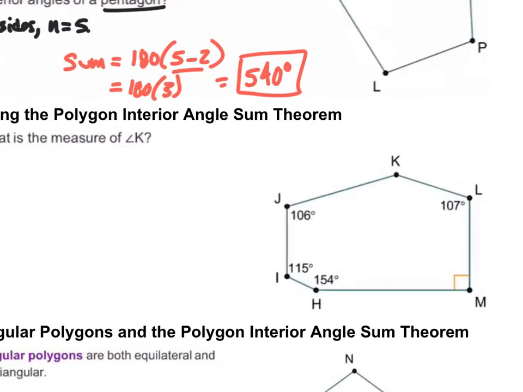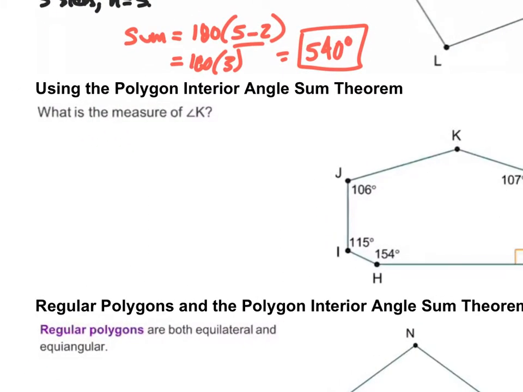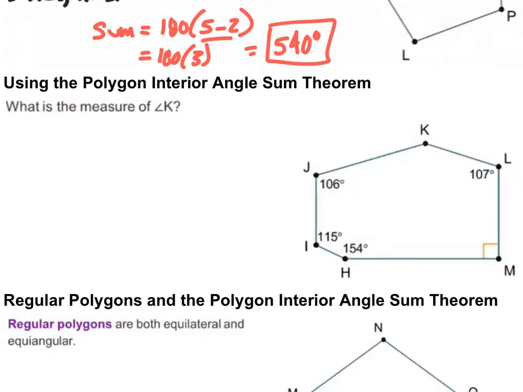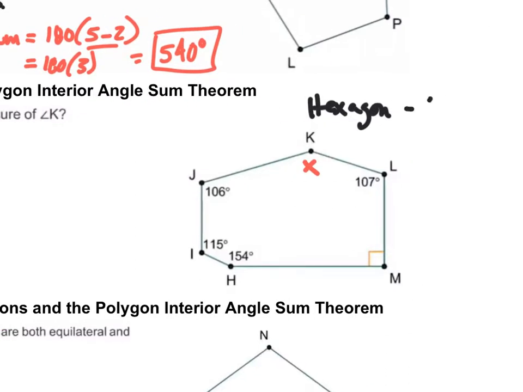Let's apply this. Use the interior angle sum theorem to answer this question. Over here, it wants us to find the measure of angle K, so this angle here, and I'm going to put an X there. Let's think about this for a second. Let's see how many sides we have: 1, 2, 3, 4, 5, 6. So this is a hexagon, and I'm going to write that up here, meaning it has 6 sides.